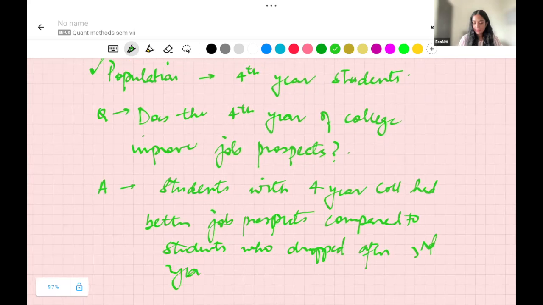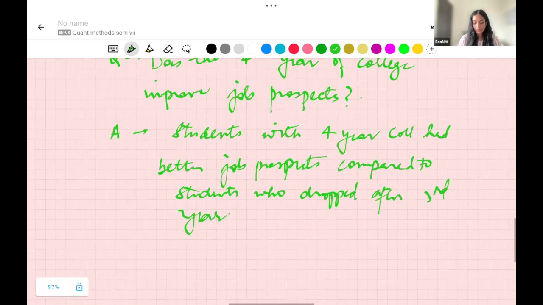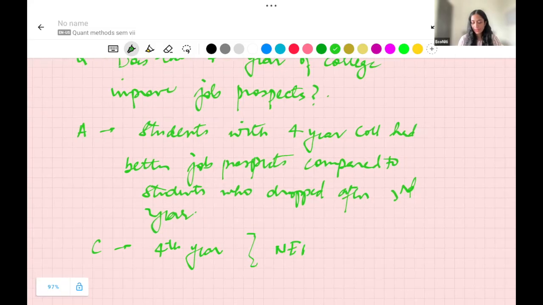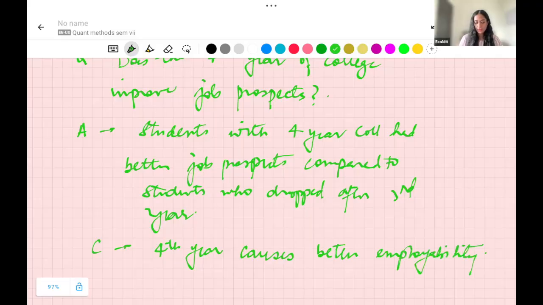And on the basis of this, the conclusion that you have drawn is that the 4th year, or the NEP, meaning the 4-year college program, 4-year causes better employability. This is your conclusion. Can you see the problem with this conclusion?